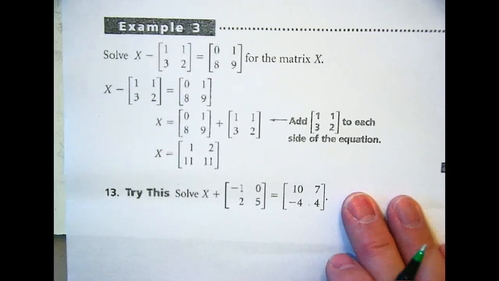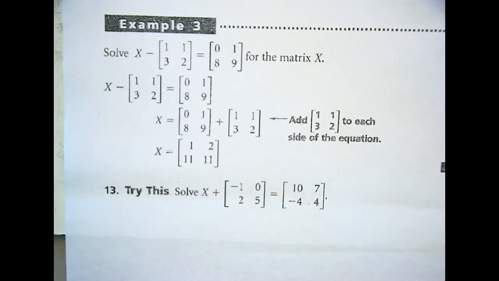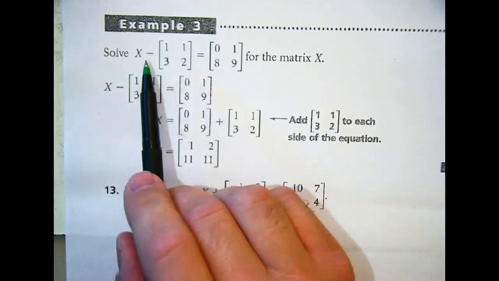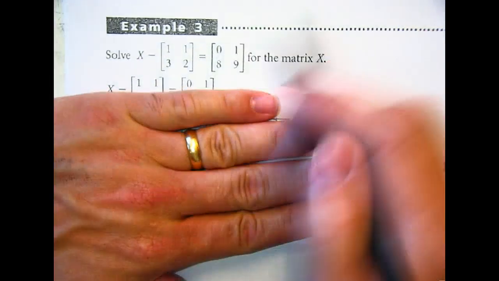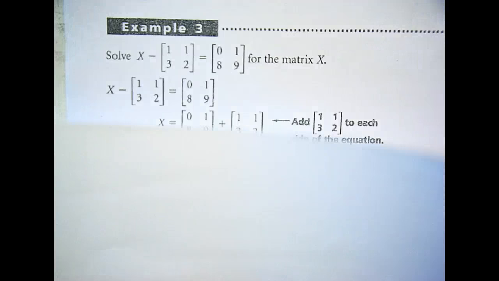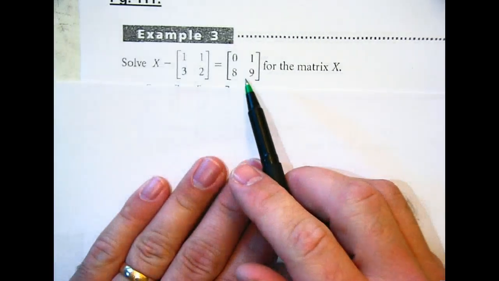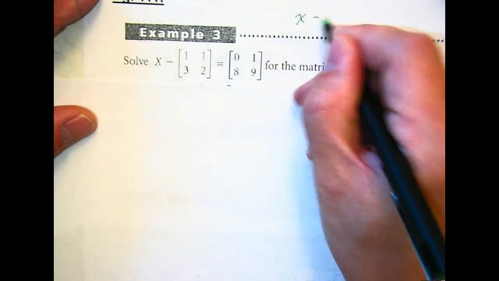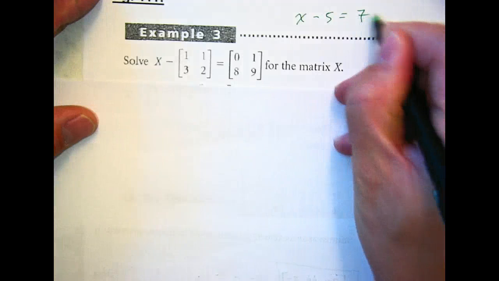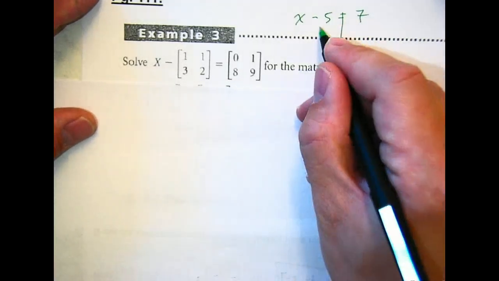Example 3. Okay? We're going to solve some matrix equations here. Solving matrix equations. This says if I want to solve the equation x minus that matrix is equal to this, the first thing you have to do, like if you were solving an equation x minus 5 equals 7, how do we solve that? You'd add 5 to both sides, okay?